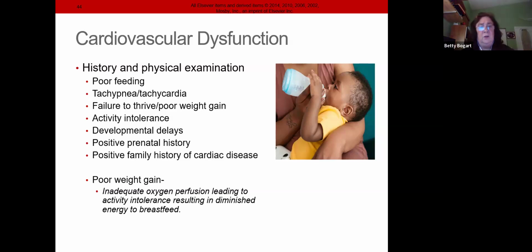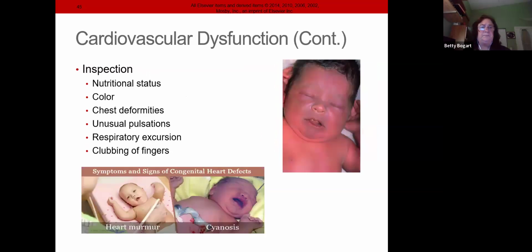There was no problem with prenatal history. There was no problem with family history. It was just those symptoms. Now, this is a great diagnosis to remember. Poor weight gain could be caused by inadequate oxygen perfusion, leading to activity intolerance, resulting in diminished energy to breastfeed. Makes sense, doesn't it? You don't have oxygen, you have no tolerance to do anything, so you're not going to eat. So what happens? All of these children are lower than normal weights.